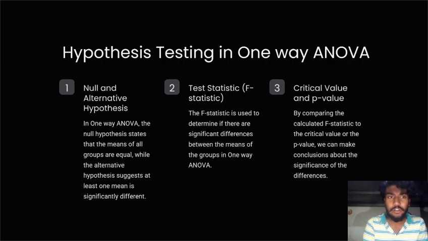Hypothesis testing in one-way ANOVA. Null and alternative hypothesis. In one-way ANOVA, the null hypothesis states that the means of all groups are equal, while the alternative hypothesis suggests at least one mean differs significantly. Test statistic: F statistic. The F statistic is used to determine if there are significant differences between the means of the groups in one-way ANOVA. Critical value and p-value. By comparing the calculated F statistic to the critical value or the p-value, we can make a conclusion about the significance of the differences.